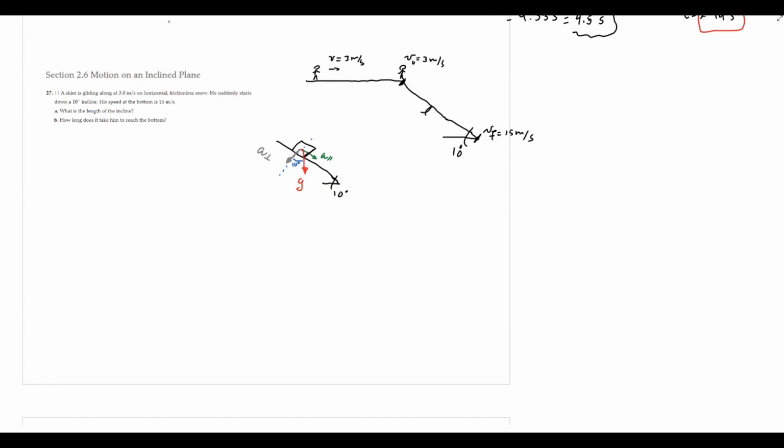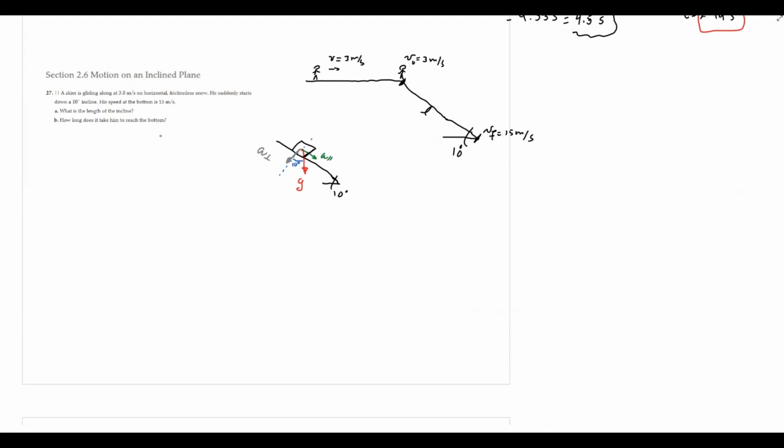Now, what is A parallel? The acceleration parallel to the surface of the incline is what is making the body slide down the incline, right? That acceleration parallel to the surface of the incline is what makes the body slide down, right? And it's going to favor that the body slides down and increases its speed and its velocity, right?